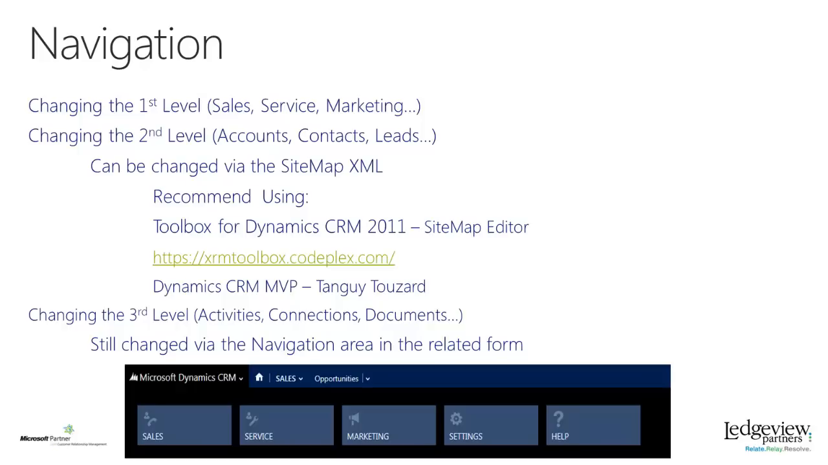You can still edit this through the sitemap XML if you were to export that through a solution, but that's really hard, so I'd recommend you use the sitemap editor that comes with the toolbox for Dynamics CRM 2011. It's made by Dynamics CRM MVP Tanguy Touzard. You can find it on CodePlex for free, and it makes the process of editing this sitemap file a lot easier. It gives you a lot of cool options to be able to add and remove items, hide items, things of that nature.